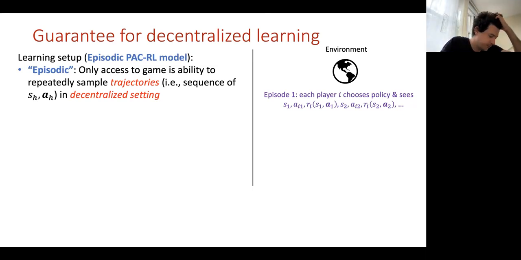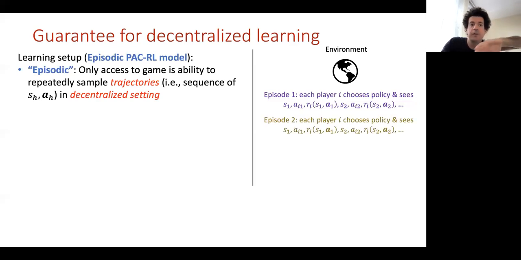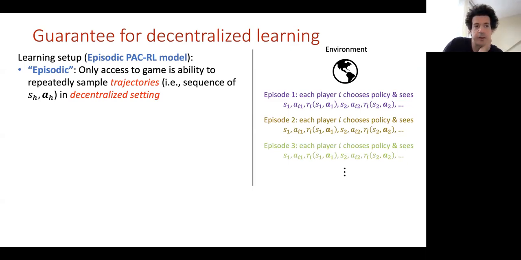Here's the model of PAC learning that these works are targeting. It's called the episodic PAC RL model. What episodic means is that there is an episode wherein the agents are using a policy to sample a trajectory that they observe. They observe their own action and reward and all the state transitions. Then maybe they update their policies and then sample a new trajectory and so on and so forth. This is what's called episodic learning. At the end of many episodes, they're supposed to know a CCE of some type.